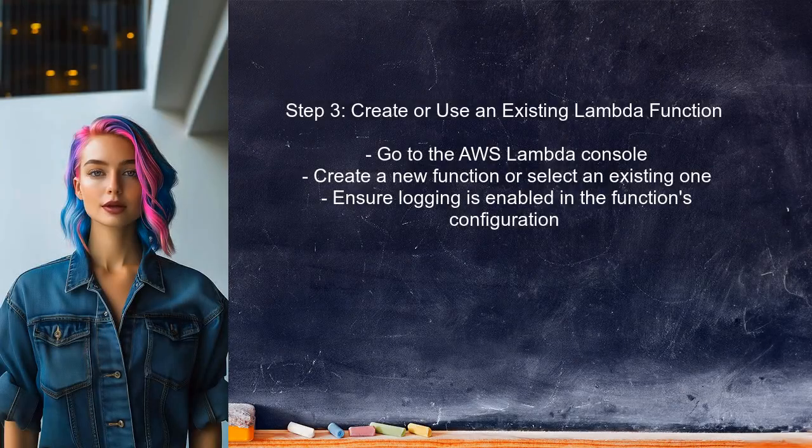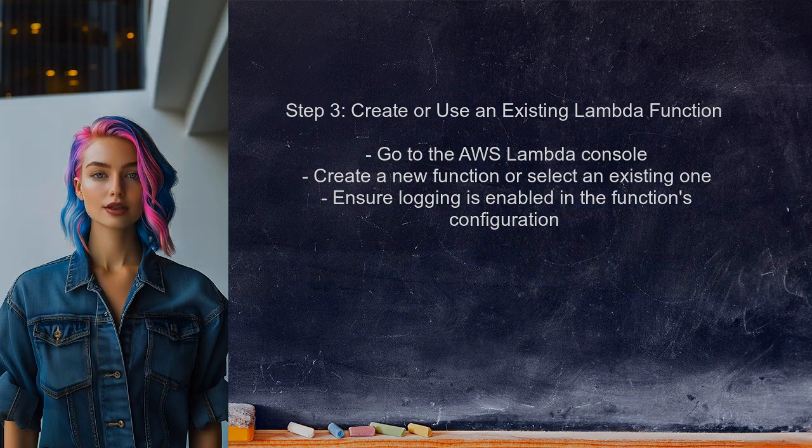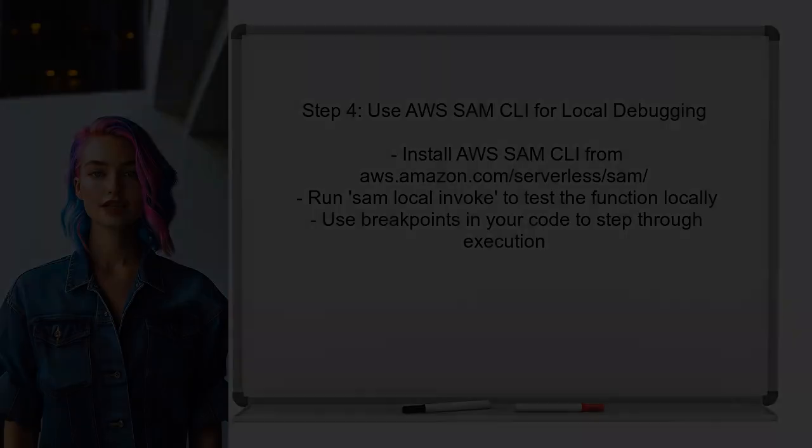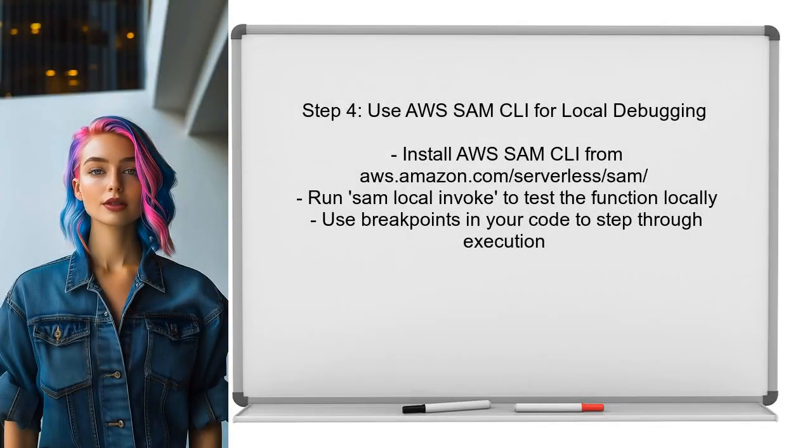Now, the user can create a new Lambda function or use an existing one. They should ensure that the function is set up to allow debugging, which can be done by enabling the appropriate logging. To debug the function, the user can use the AWS SAM-CLI, which allows for local testing and debugging of Lambda functions. They should install the SAM-CLI and then run their function locally.